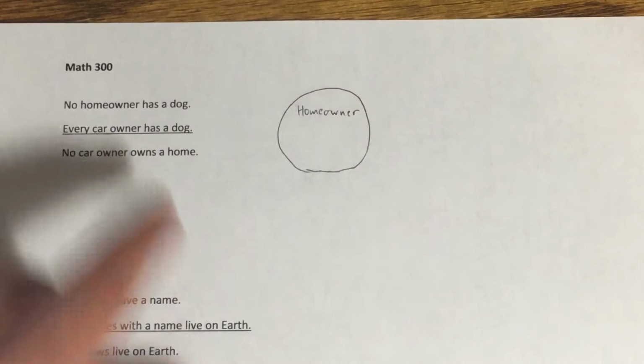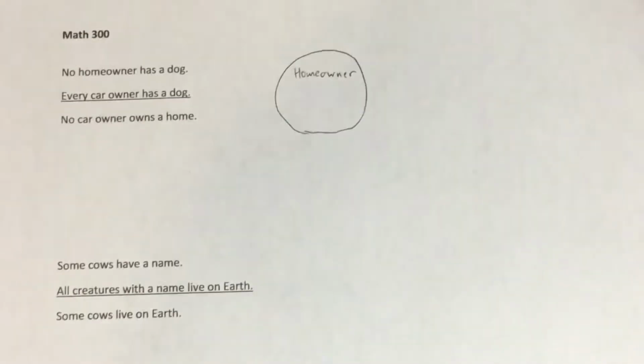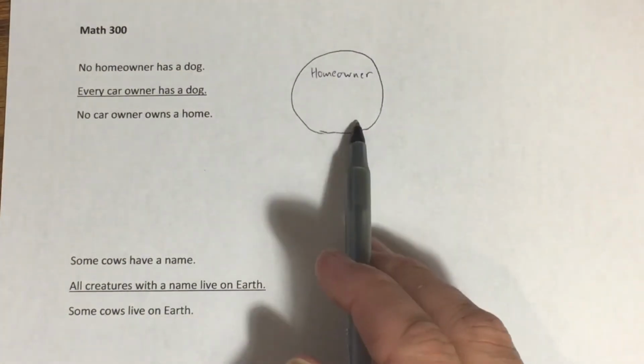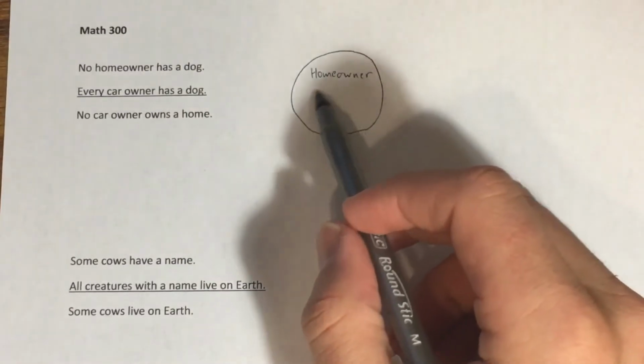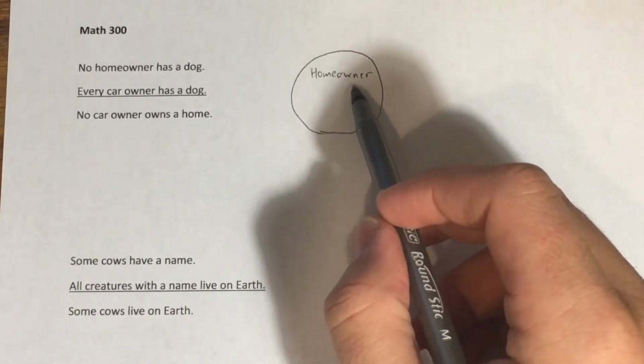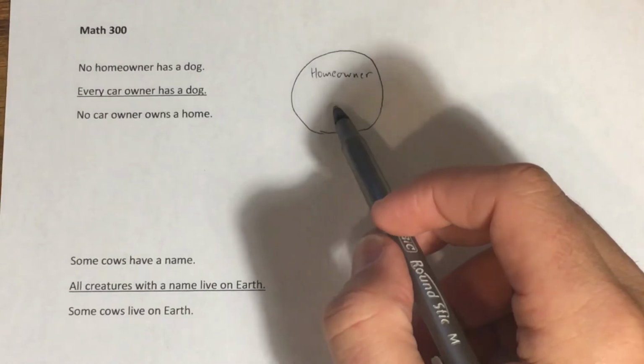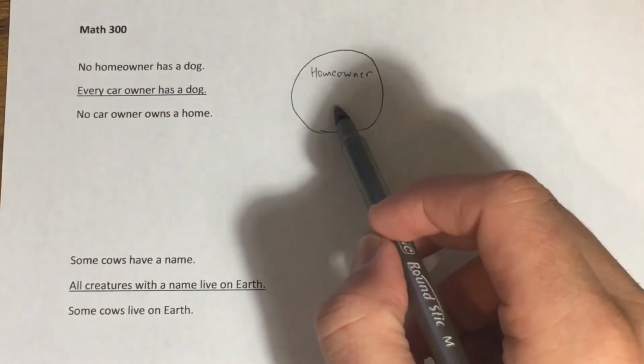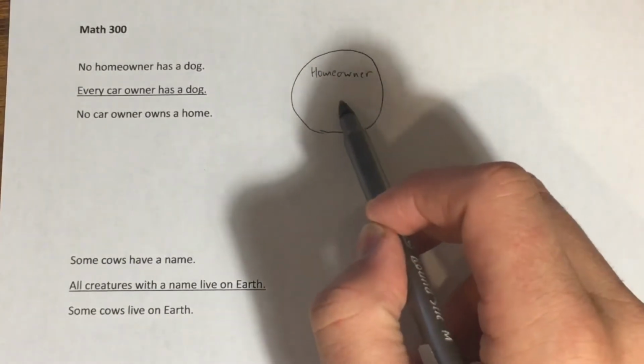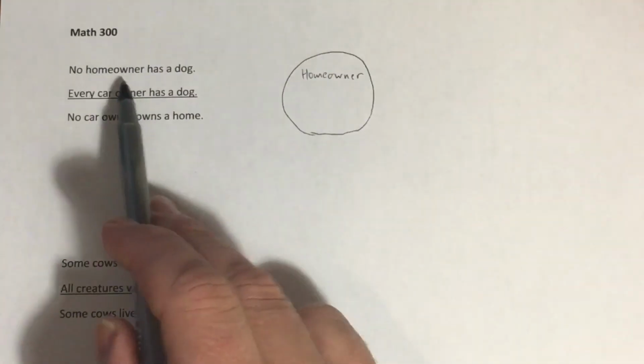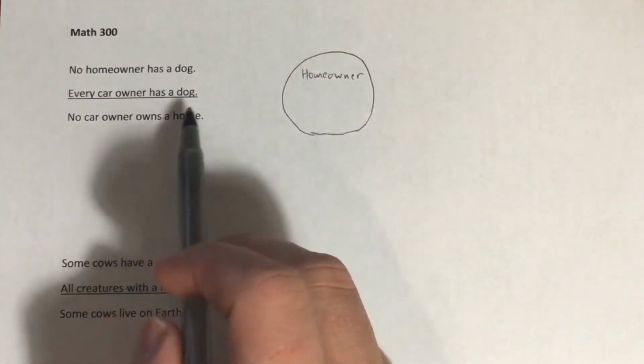I know that I'm going to need a circle or a set for dog owners, and how is that going to interact with the circle of homeowners? Should the circle for dog owners be inside the circle for homeowners? Well, if that were the case, then all dog owners would also be homeowners because they would also belong to this larger circle. That's not what this premise is saying, so I can't do that.